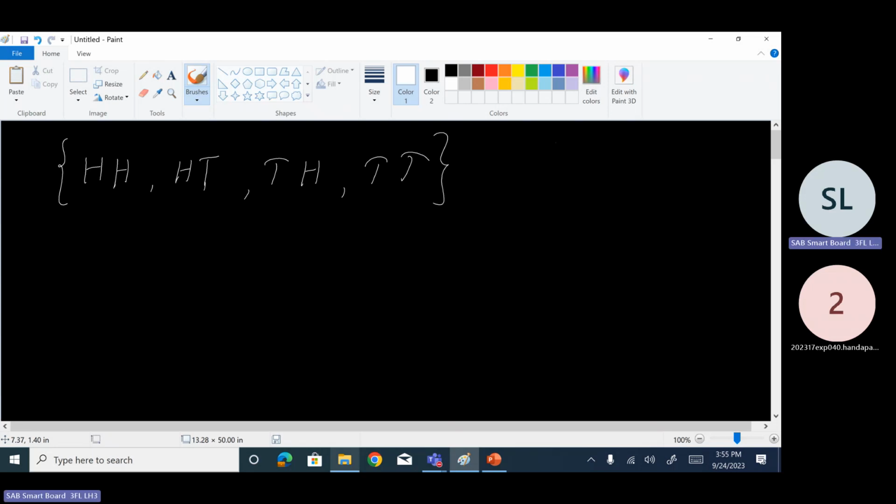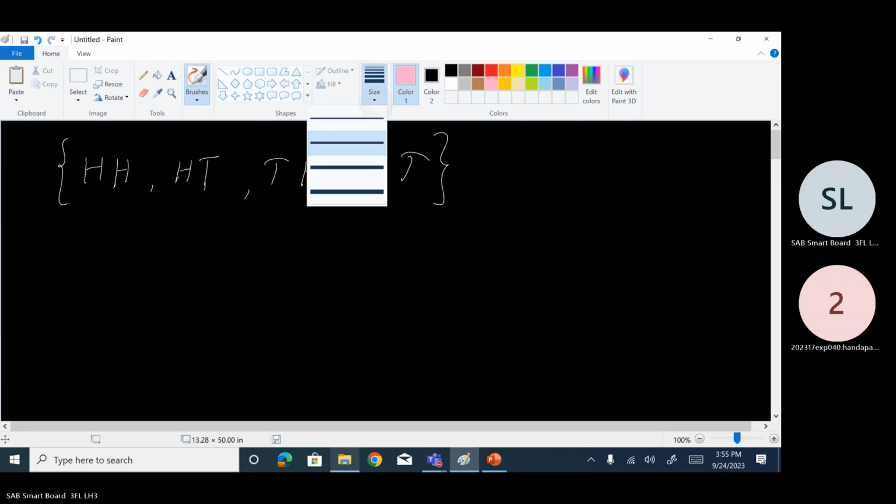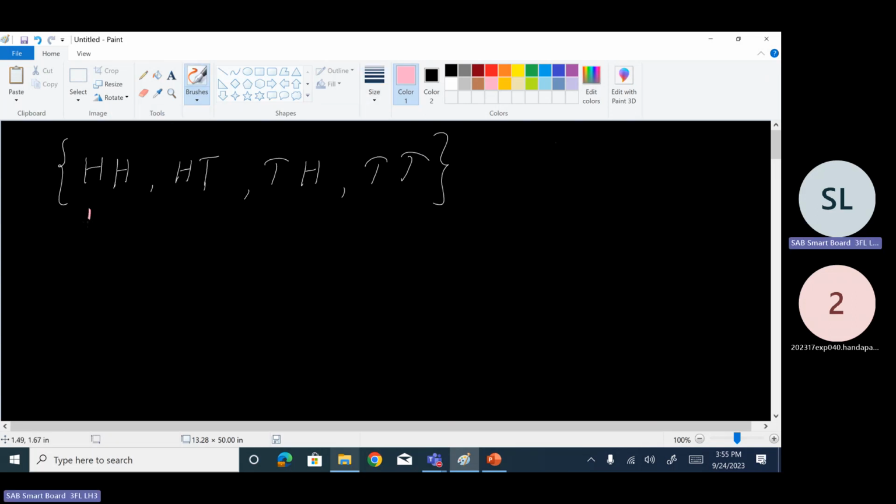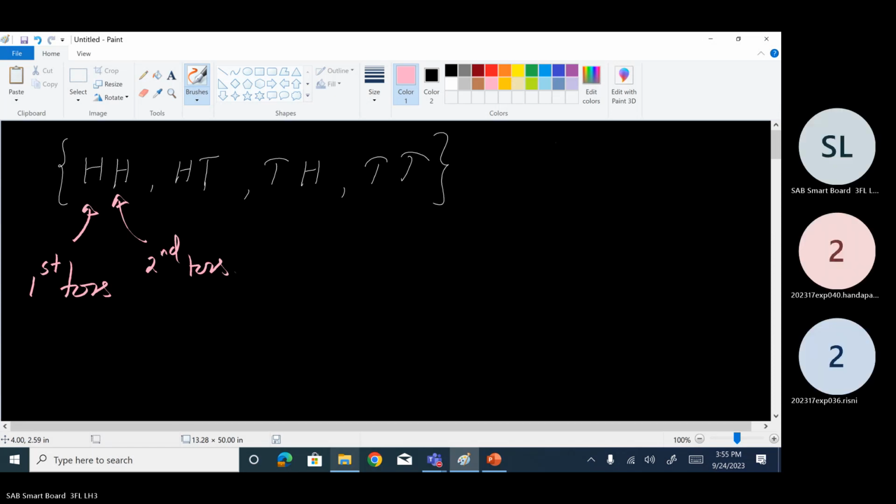So here, this represents the first coin toss. So this is first toss. And this is the second toss.